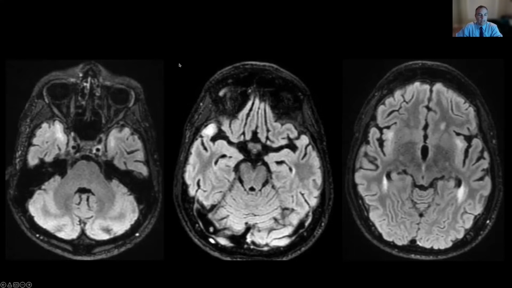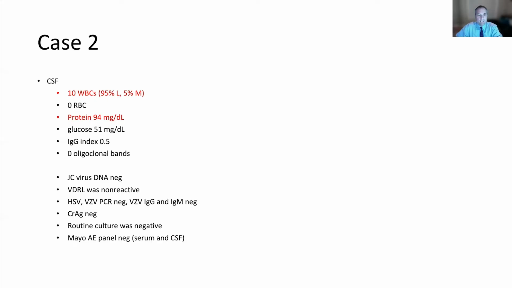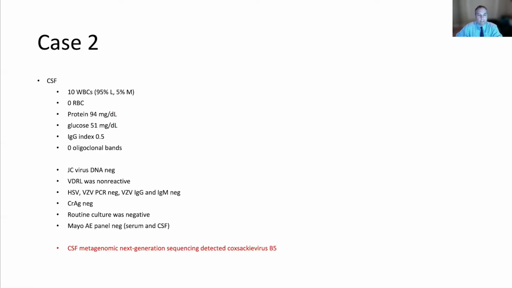And this was all not consistent with his underlying demyelinating disease, and really increased worry that there was a chronic infectious process that was superimposed on his original condition. So we sent off a number of, again, pathogen-specific tests that were negative. But then deep sequencing detected a Coxsackie virus B5, an enterovirus.